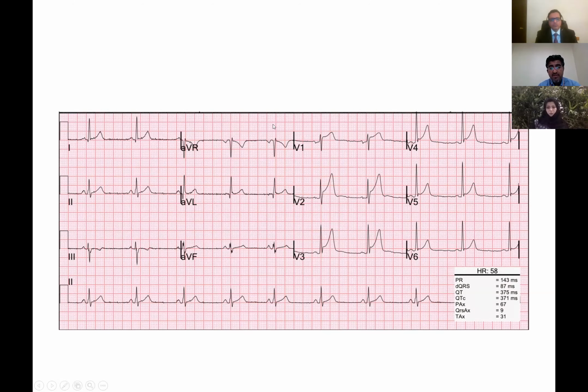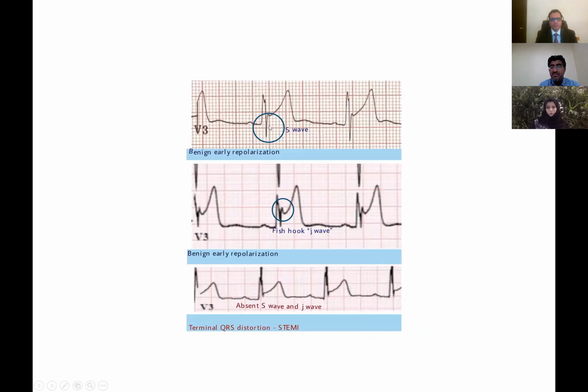Maybe here it's more obvious. Look at the S wave here. There is a very clear deep S wave, which is very normal. In case of ischemia, he's telling us that this S wave will be gone. Look at this patient down here. The S wave is gone. But if your patient has a J wave, which is the fishhook sign, you cannot call it distorted QRS. This is normal.